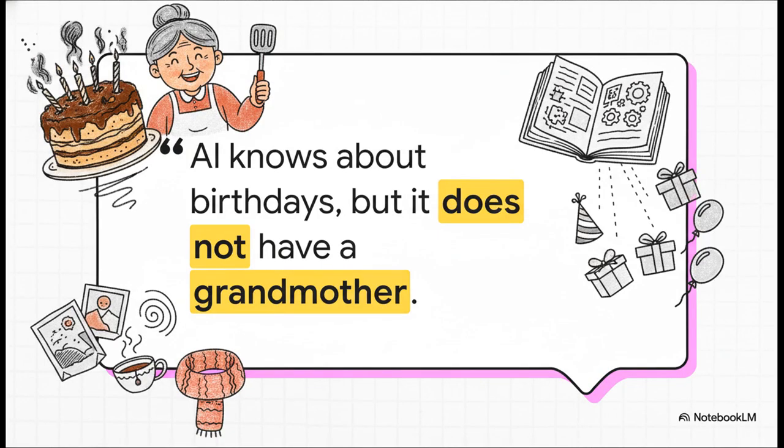An AI is a pattern-matching machine, right? It knows about birthdays because it's read billions of things about them. But AI doesn't have a grandmother. It's never had a birthday cake get burned or felt the specific joy of opening a gift it really wanted. It can't fake genuine, one-of-a-kind personal experiences.